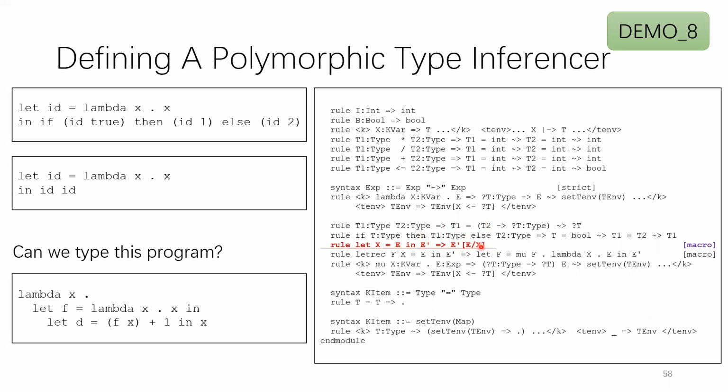And each E can be typed differently. So for example, the first program will be sugared, not to a lambda abstraction, but into if (lambda x. x) applied to true, then (lambda x. x) applied to 1, and so on. And we can type the first one, right? We can type the second one separately. So they don't need to be of the same parameter types. They can be separate. So in that way, we can handle the polymorphic types.